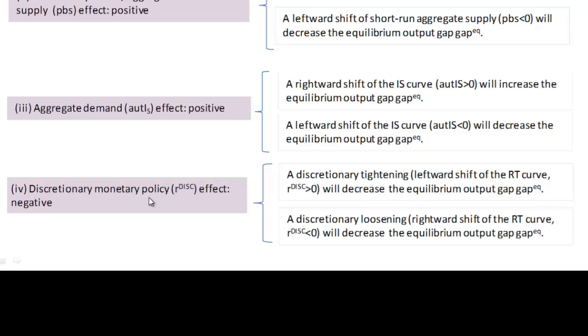Lastly, discretionary monetary policy. It shouldn't be any surprise that it has a negative effect when the central bank raises interest rates on a discretionary basis. We'll see that's a leftward shift of the RT curve. That's going to mean that the demand elements, consumption and especially investment, are going to be squeezed out, and that's going to reduce the output gap. Alternatively, if we have a discretionary loosening, a reduction in interest rates, that's going to mean that the central bank is encouraging more demand, and that'll increase the output gap. So what we did in the last slide was take these common sense notions and show that they were actually borne out in the mathematics.